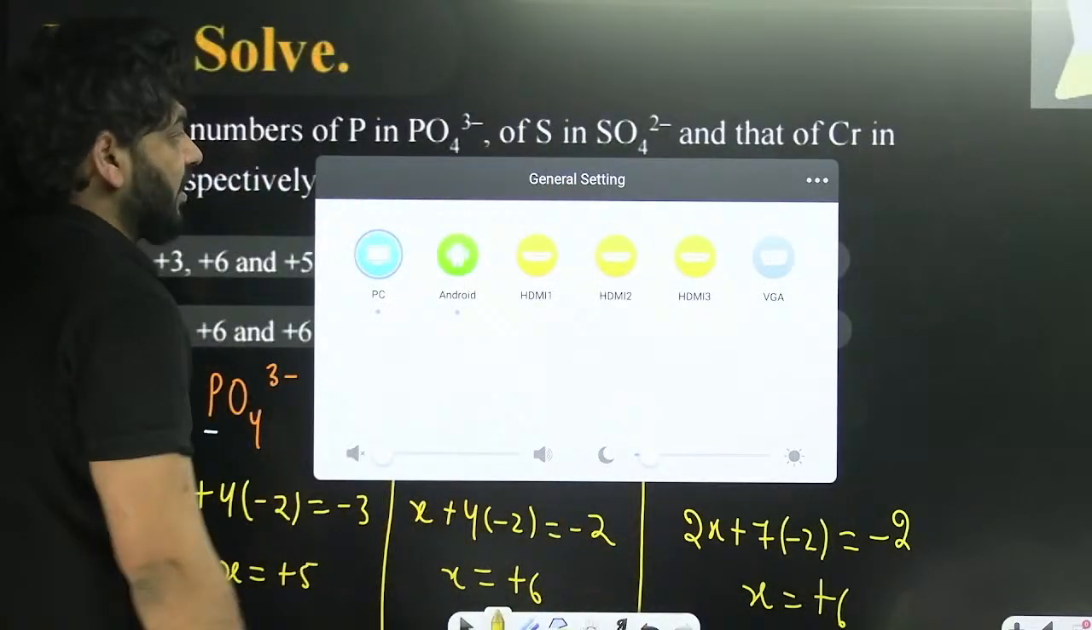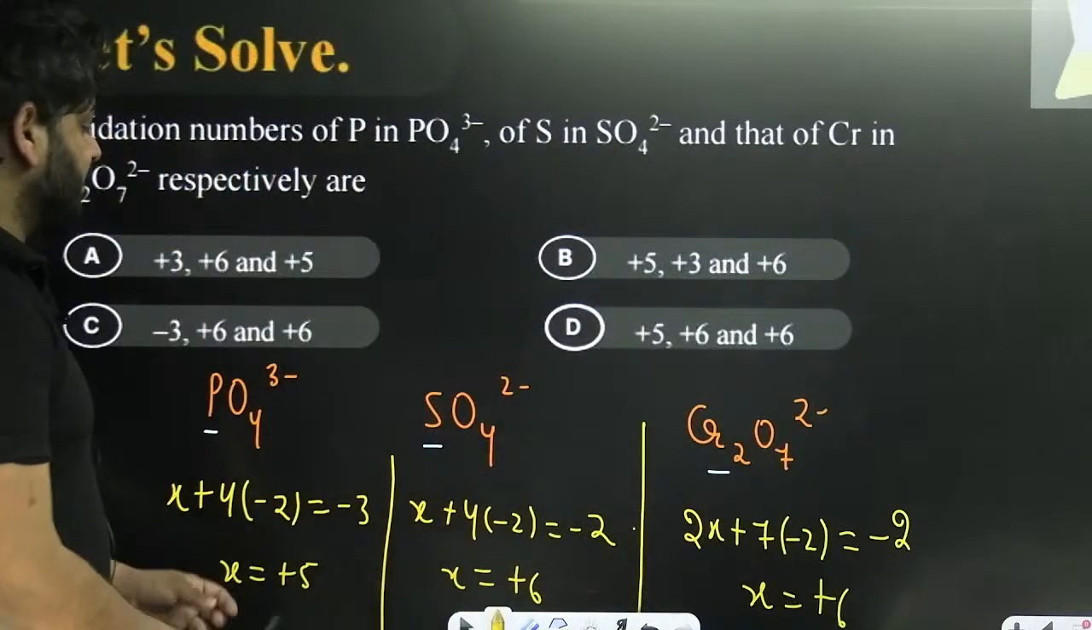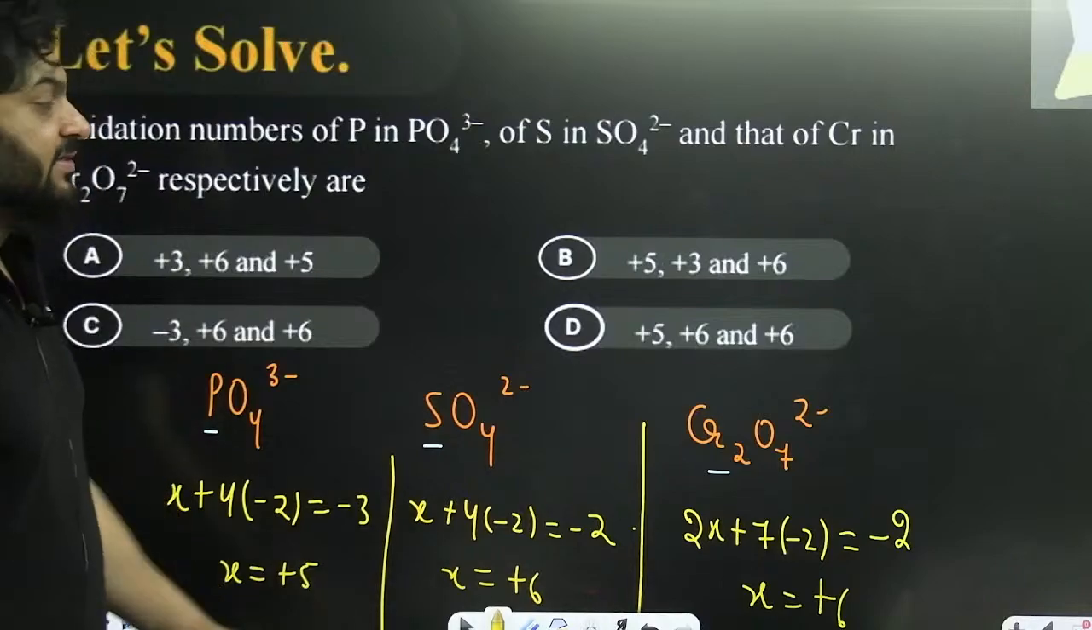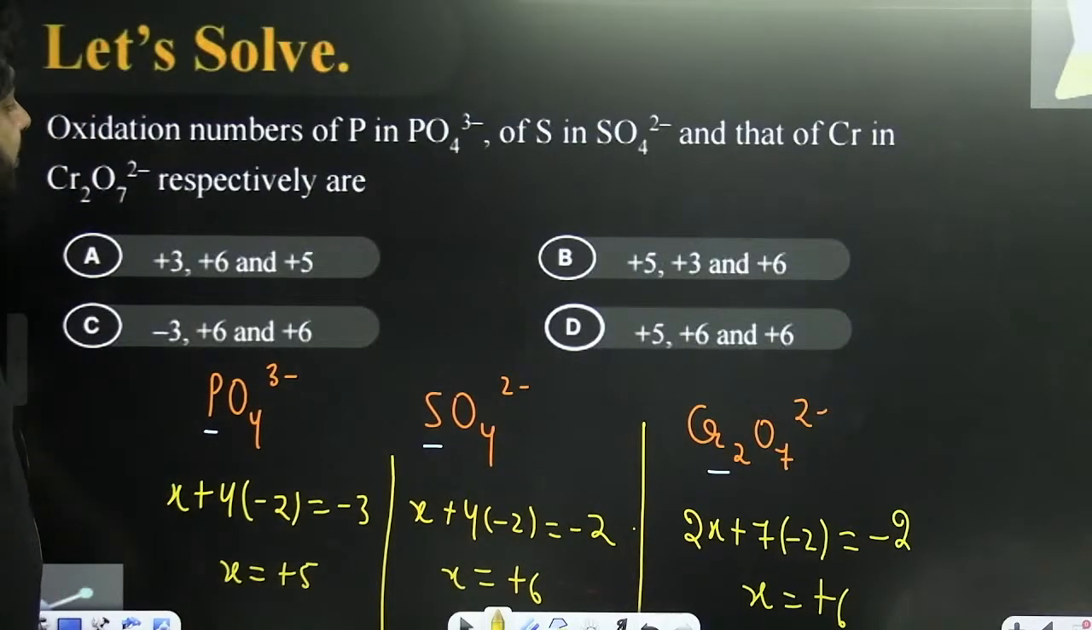So what is the correct answer? 5, 6 and 6. Where can you find 5, 6 and 6?